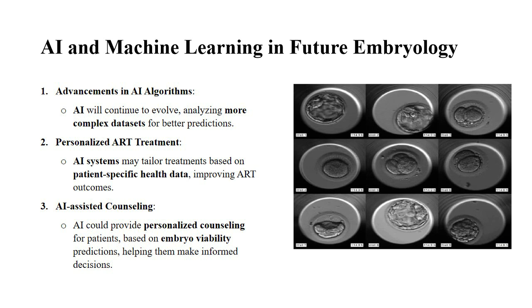B. Personalization of ART. The future of ART may see personalized treatment plans driven by AI algorithms that consider not only embryo viability but also patient health, genetic predispositions, and past treatment outcomes. C. AI-assisted counseling. AI systems could also assist in providing personalized counseling to patients by offering data-driven insights into embryo viability and ART success rates, helping patients make more informed decisions during their fertility journey.